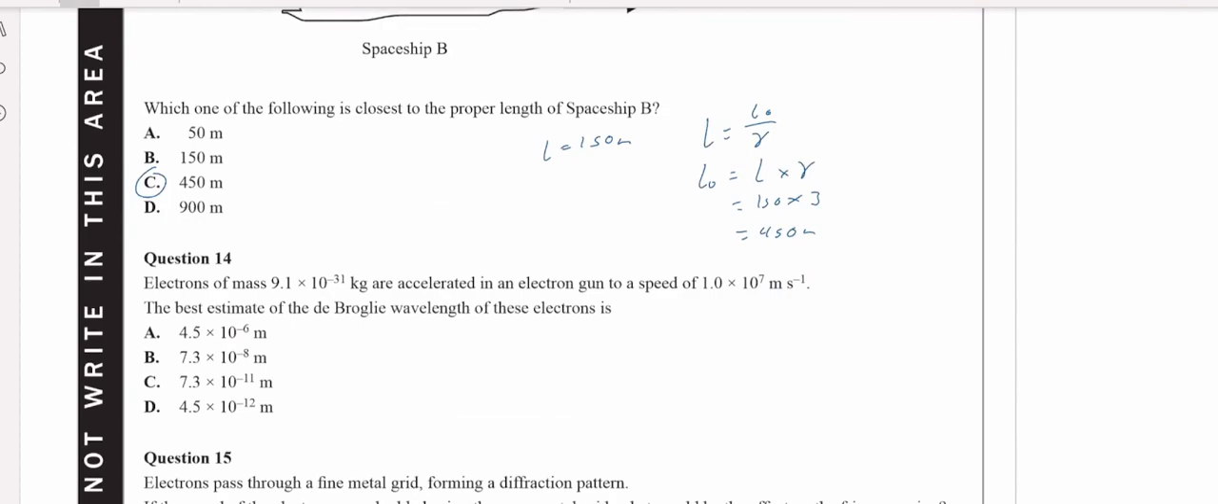Electrons of mass 9.1 times 10 to the power negative 31 kilograms are shot to a speed of 1 times 10 to the power 6 meters per second, and they're asking for the de Broglie wavelength. The formula for de Broglie wavelength is h over p, which is h over mv. And that will come to 7.29 times 10 to the power negative 11 meters.